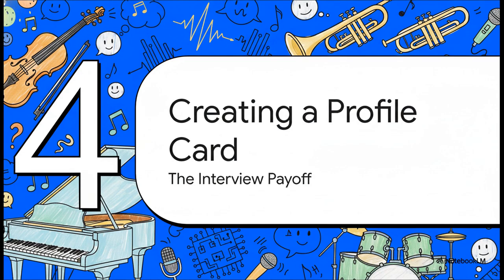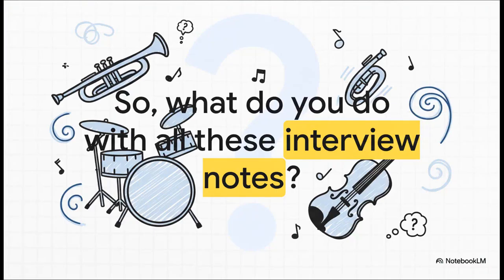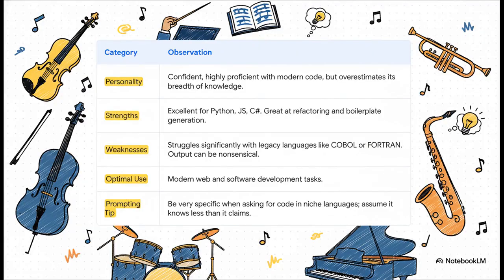All right, so you've run all these tests, you've got a bunch of notes on how the AI did. Now what? You've got to organize all that info. And this is where the real payoff comes in. You've done the interview, you've got all this great data. The absolute key now is to boil it all down into a simple, easy-to-use guide. And that guide is what the author calls a model profile card. It's such a brilliant idea. It summarizes everything you need to know, the AI's personality, its strengths, its weaknesses, what it's best used for, and even some handy prompting tips. It's basically your own personal cheat sheet for that model.